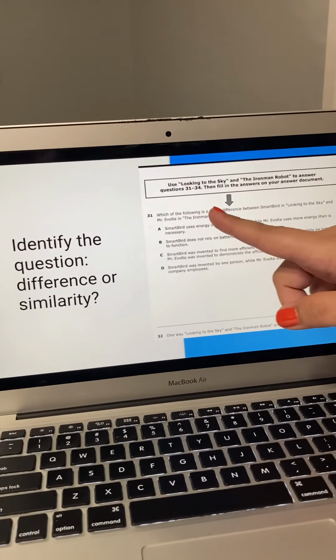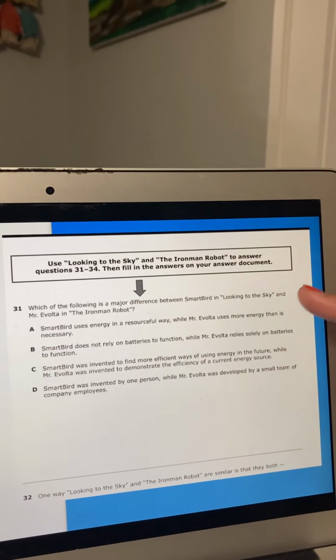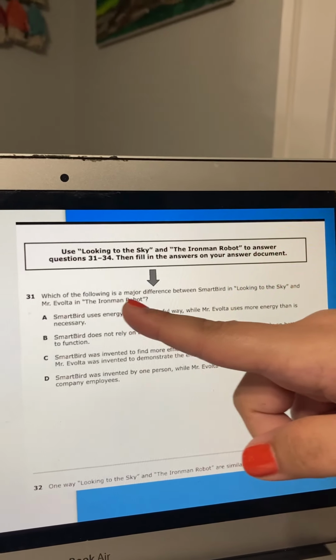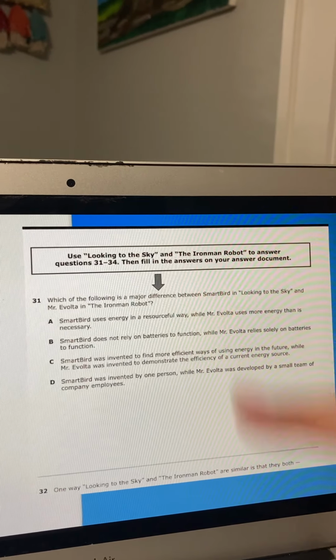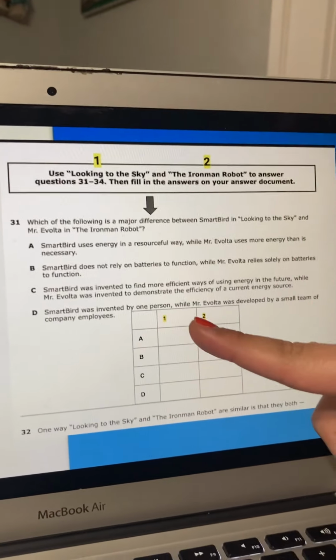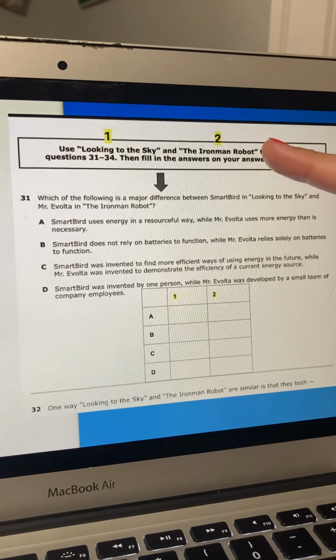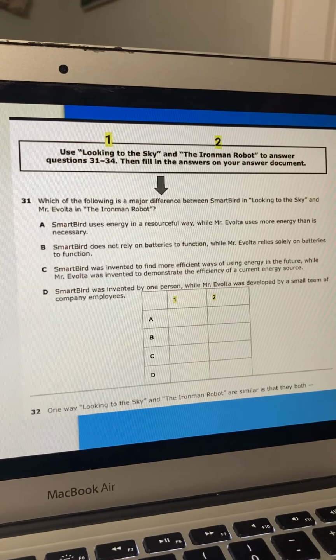So, which of the following is a major difference between Smartbird and Looking to the Sky and Mystery Volta and the Iron Man robot? We see differences, so we made our little chart. And to keep ourselves organized, number 1 is going to be Looking to the Sky, and number 2 is going to be the Iron Man robot.